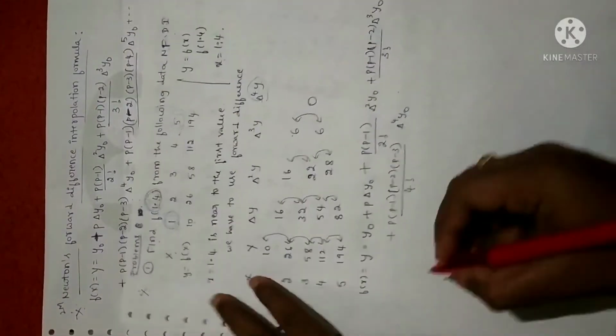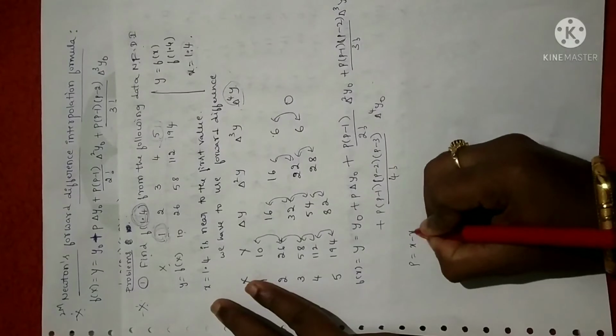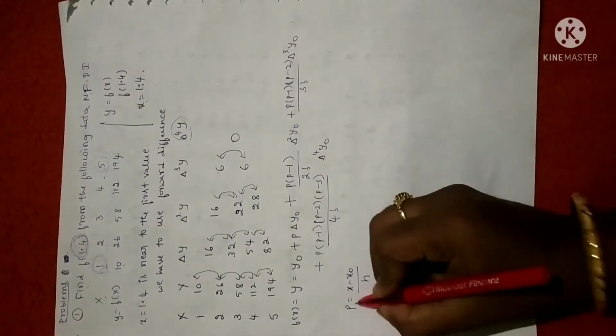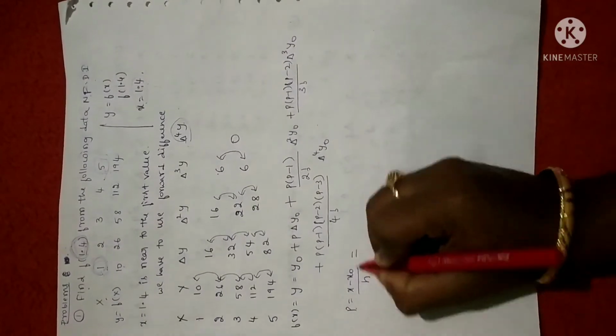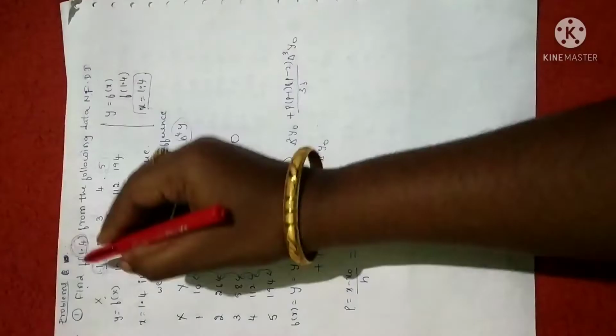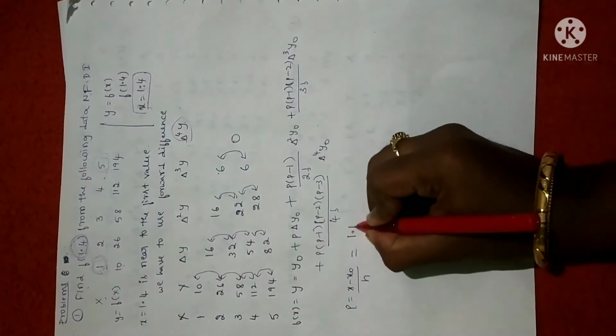I'll just write the same. P is equal to (x minus x naught) divided by h. So first let me explain how to calculate p. P in the sense x value. What is the x value? It is given in our problem. X is 1.4. So you just substitute the x value.